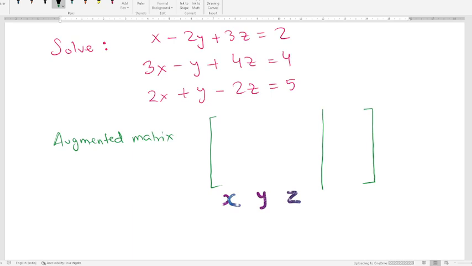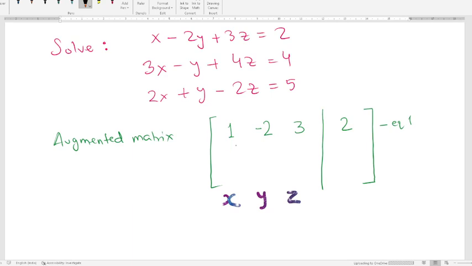Yes. So the first equation, let's write down the first equation. The coefficient of x is 1. The coefficient of y is -2. The coefficient of z is 3, right? And on the right hand side, we have got 2. So the first equation is done. Equation 1.